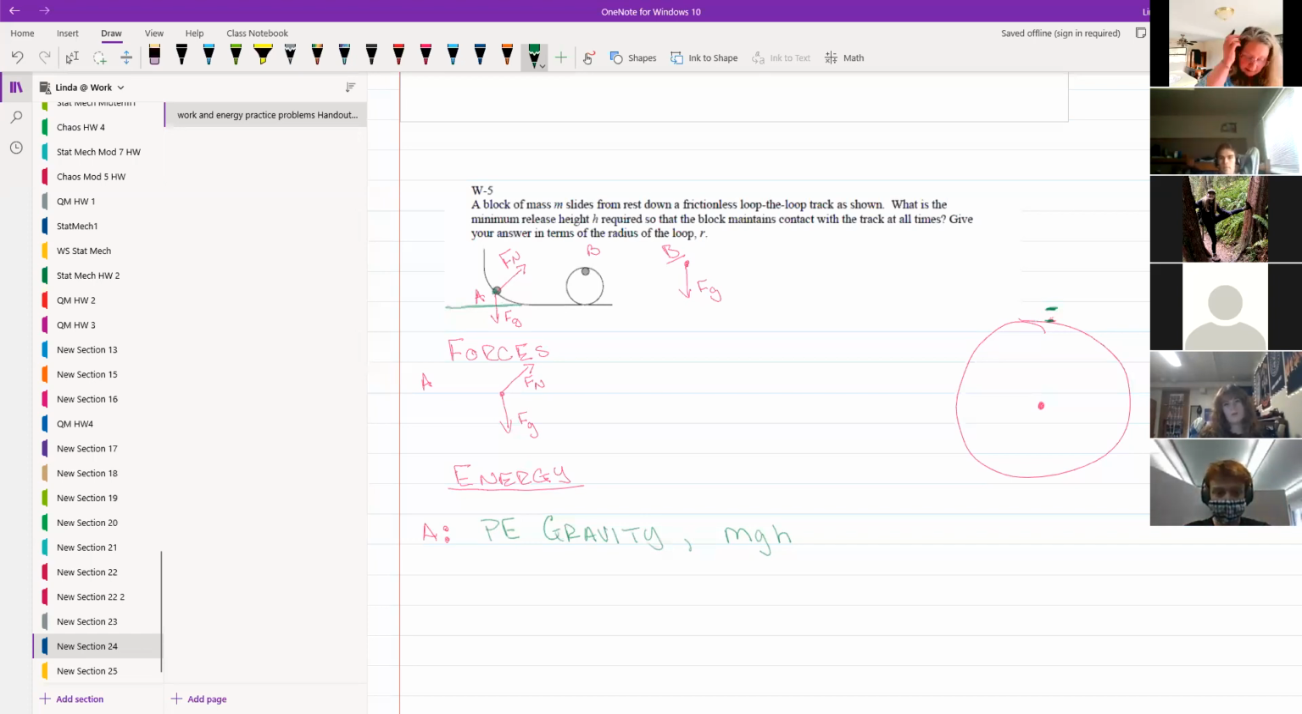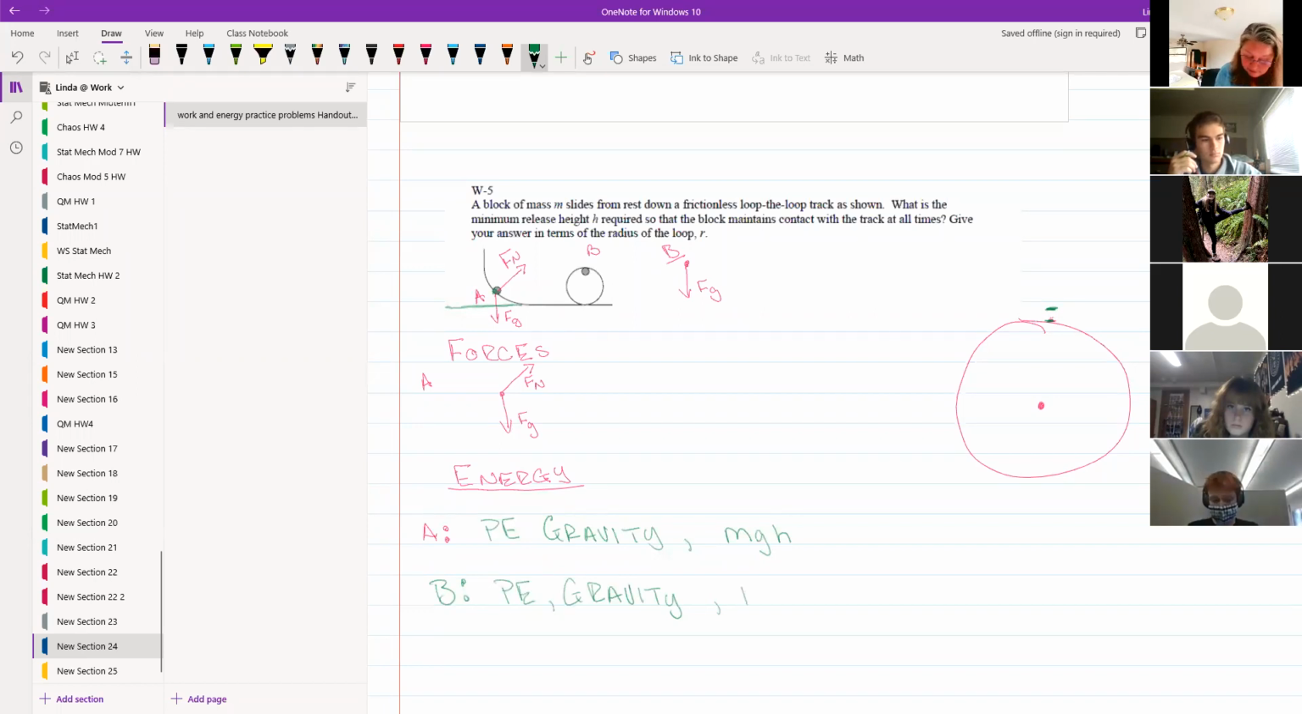So now let's look at point B. Somebody said I have potential energy due to height. Is that what I heard? Do I have anything else energy wise? You'd have kinetic energy, right? Because it's moving. Yep.